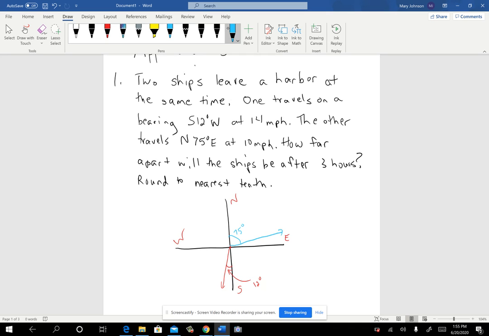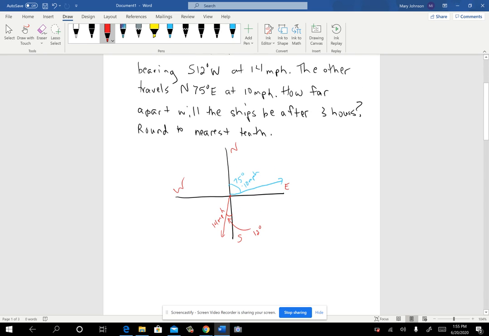Okay, now this one's going at a speed of 10 miles per hour, and the other guy was going 14 miles per hour. So let me just put those on there so I can see it. All right, so let's think about this then. They left at the same time, and they're going to travel for 3 hours. We want to find out then how far apart they're going to be after 3 hours.